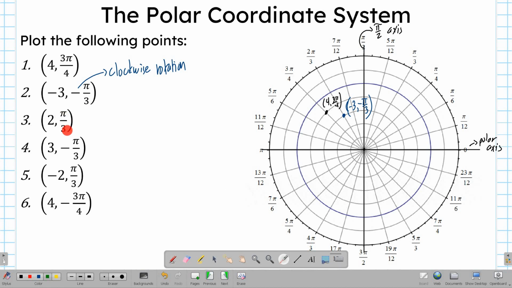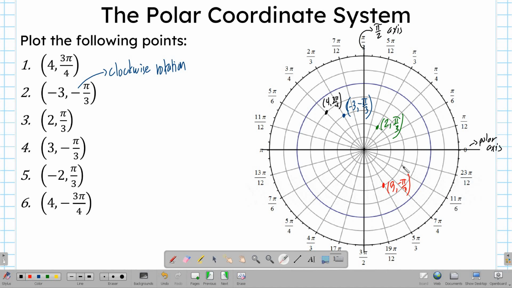First, (2, π/3). So π/3 is here with radius 2: 1, 2. That's pretty straightforward. This is the point (2, π/3). We mentioned this a while ago: -π/3 is here, but since it's positive 3, not negative 3, we don't have to go back to that side. So 1, 2, 3. There you go. So this is the point (3, -π/3).